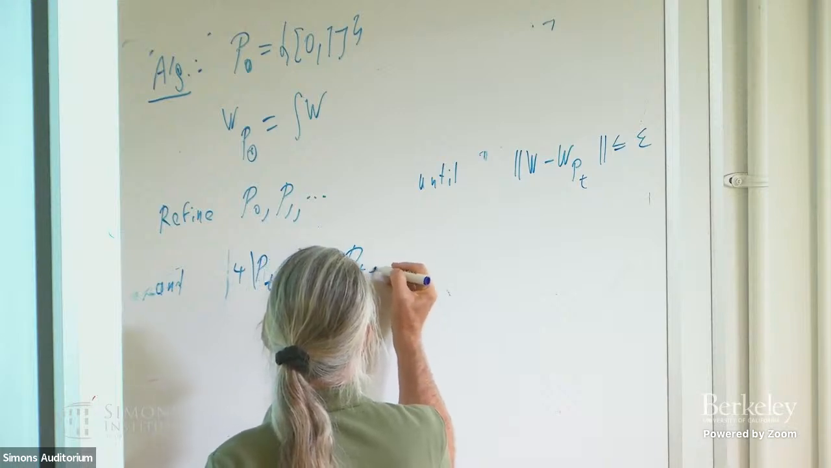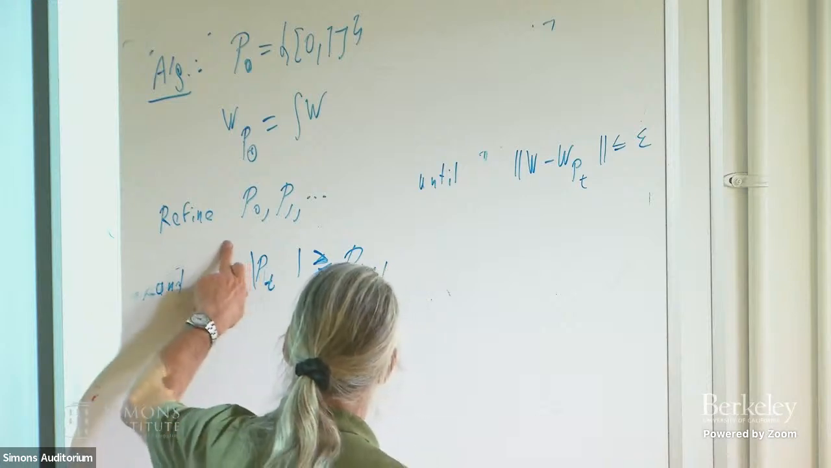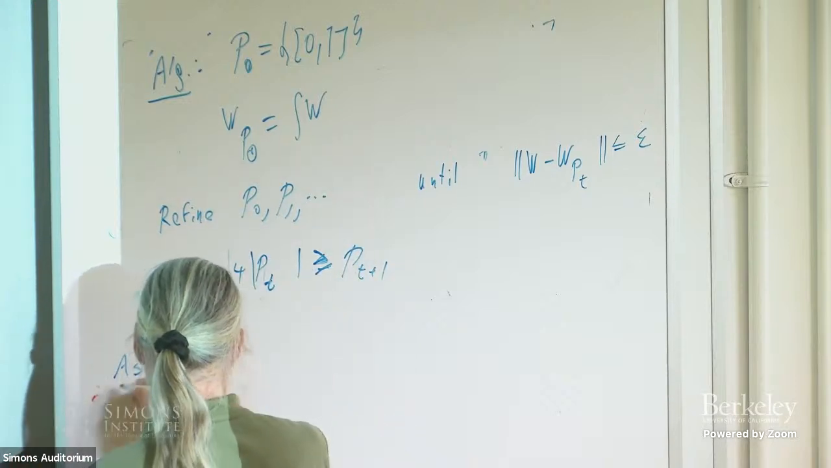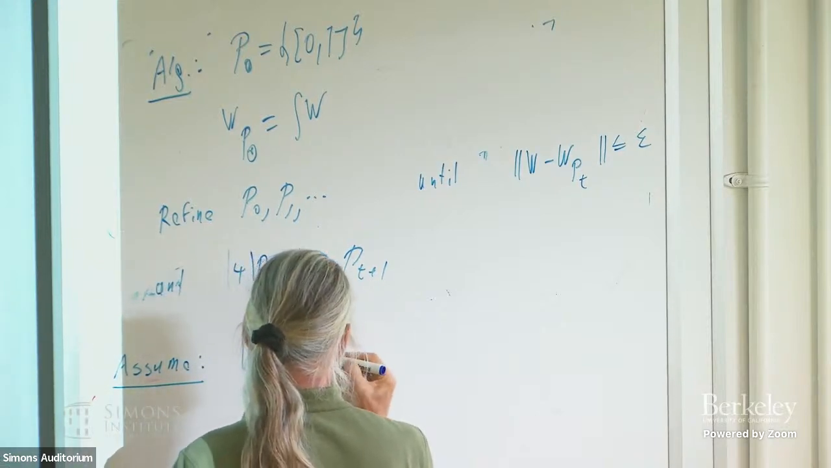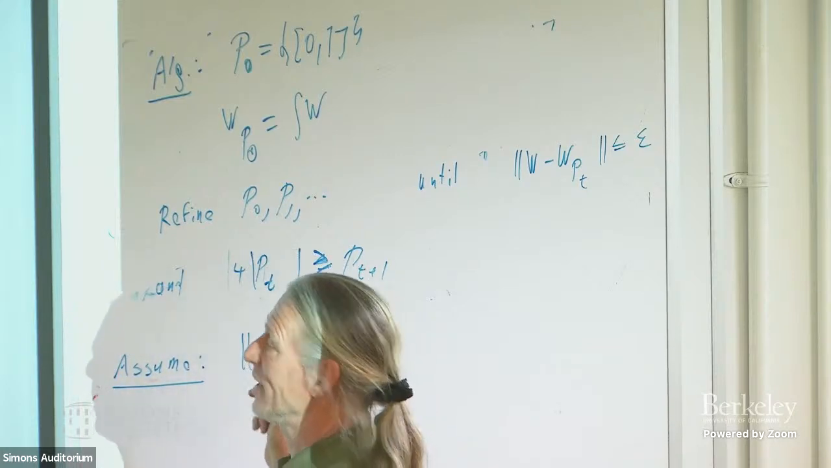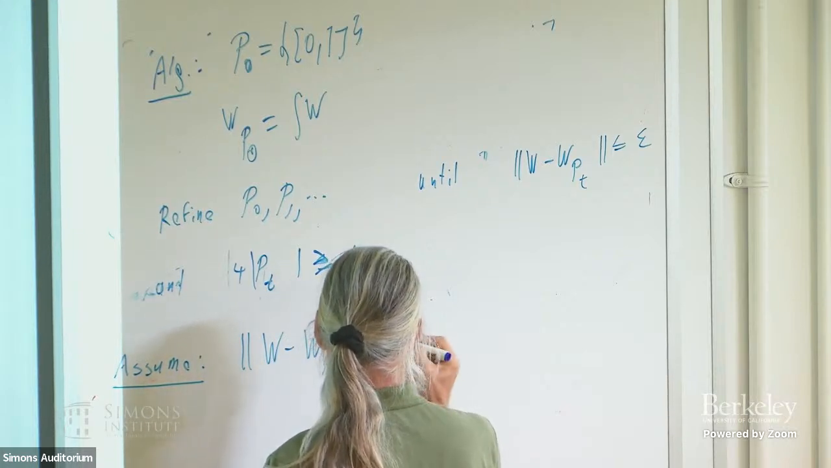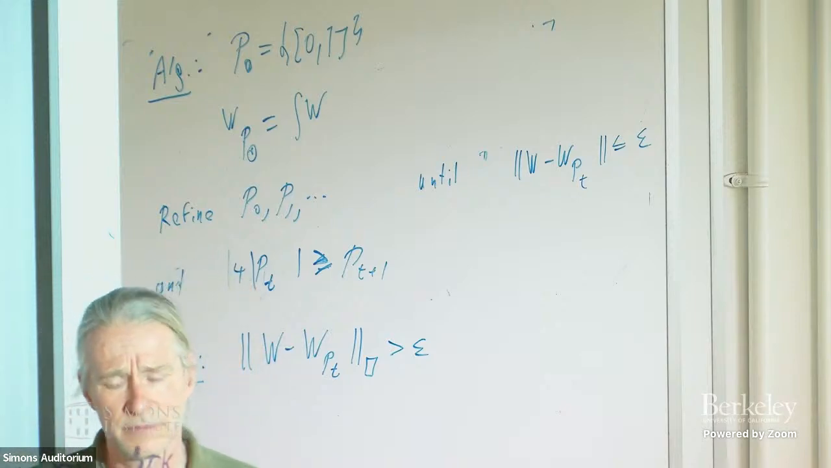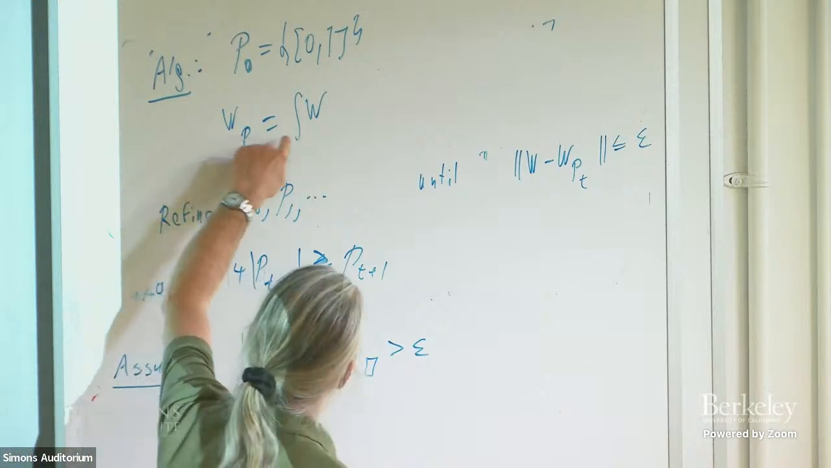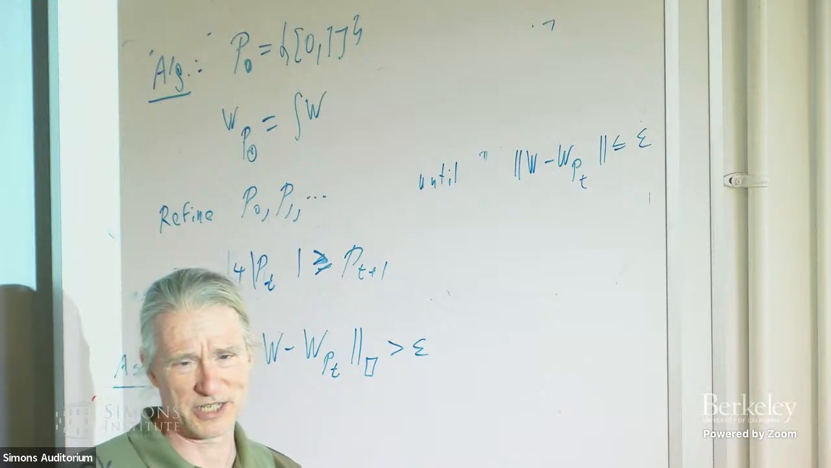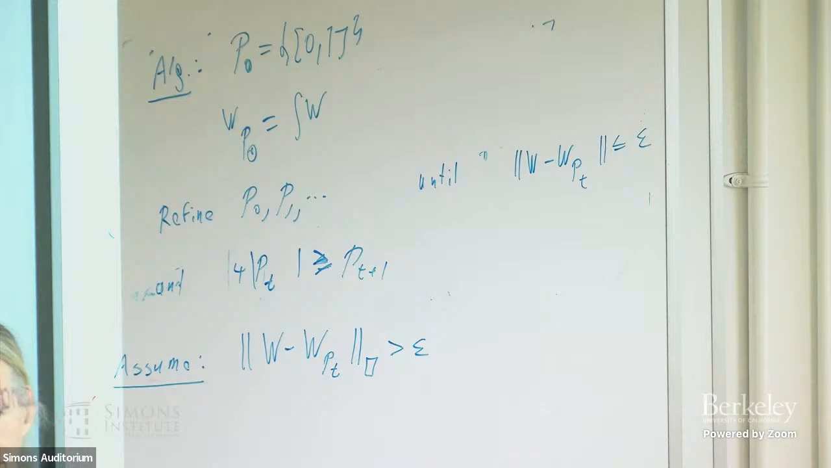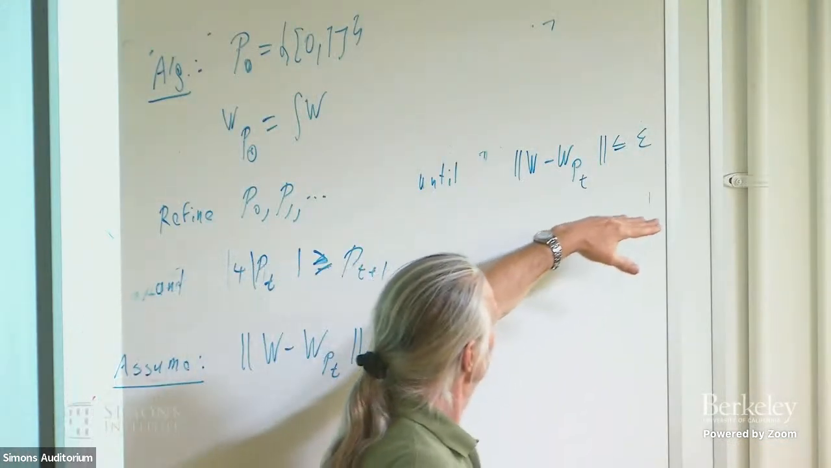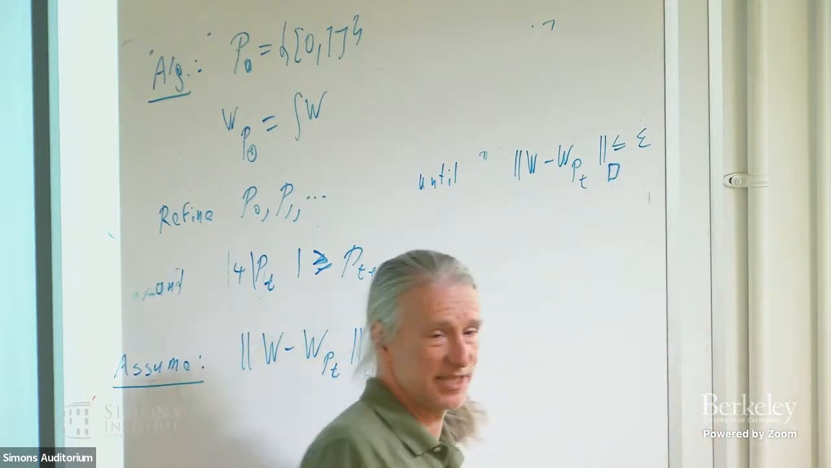This is a finer and finer partition, so you do finer and finer partitions. Each time, how will that go? Let's assume by contradiction that W minus W_PT in the cut norm is bigger than epsilon, so my algorithm hasn't stopped yet. My starting partition is just the partition into one set, which is the whole interval. Define P0, P1 until this cut norm is smaller than epsilon.